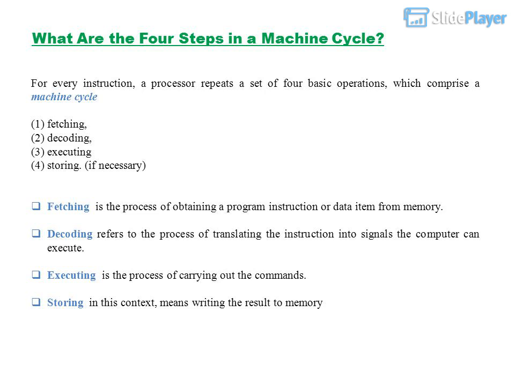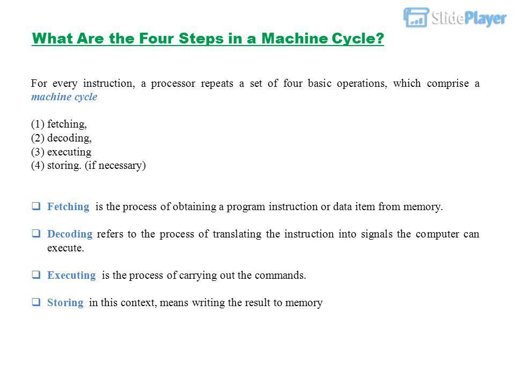What are the 4 steps in a machine cycle? For every instruction, a processor repeats a set of 4 basic operations, which comprise a machine cycle. 1. Fetching. 2. Decoding. 3. Executing. 4. Storing, if necessary.